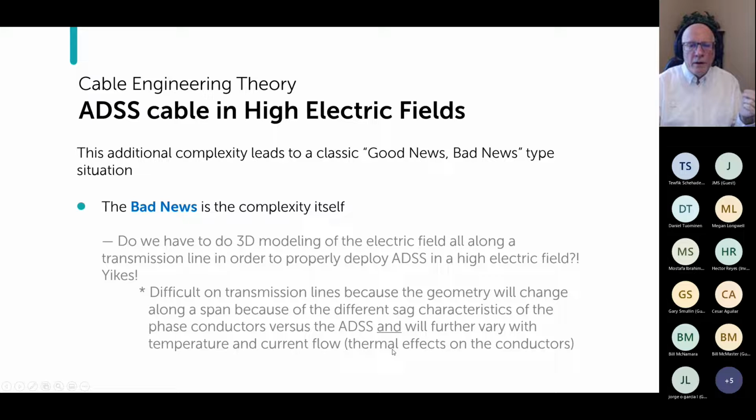And that's just under one given set of conditions. With the conductors, once you put current on them, they're going to heat up and they're going to sag more, which is going to change your geometry yet again. Plus temperature conditions are going to change. Winter versus summer, night versus day. Everything is changing all the time. So 3D modeling would be very complicated to begin with, and then in addition, you'd have to do it under multiple conditions in order to analyze the field and see what's going on.